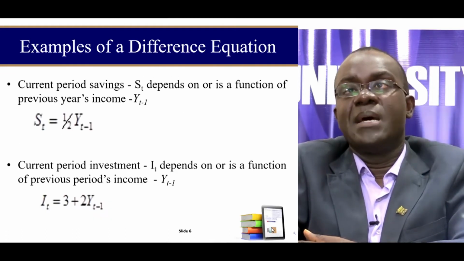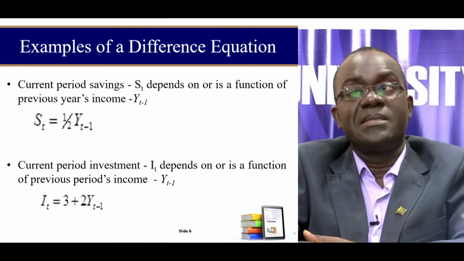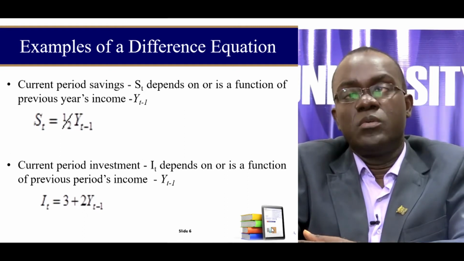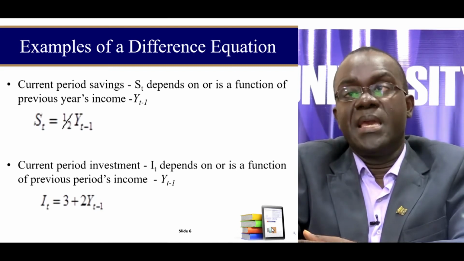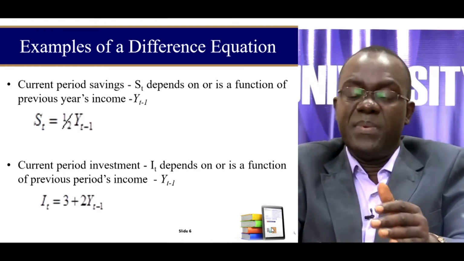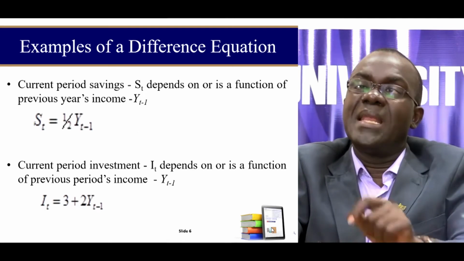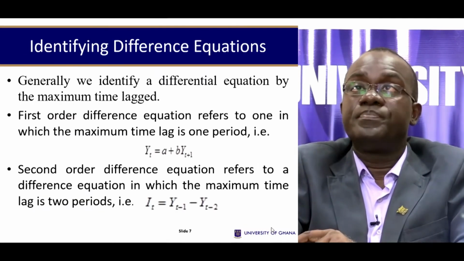We can have so many examples. For example, savings. How much would you save this year? It depends upon your income last year. Or we can even have something like this, where the investment you're making this year depends on a certain constant, and also depends on the income that you made last year. So you have a dependent variable this year that depends on another variable from the previous year or the year before the previous year.